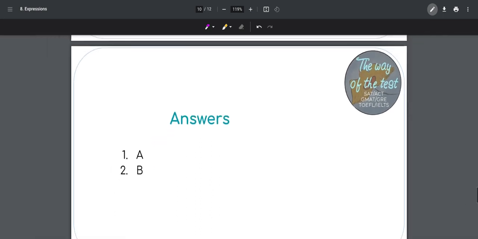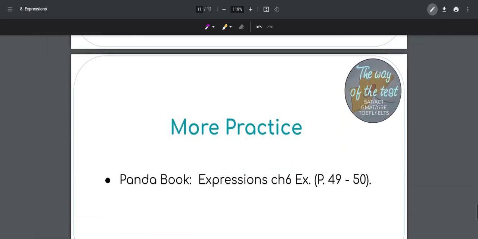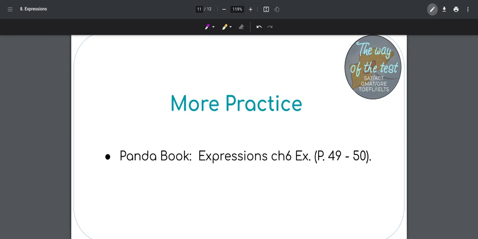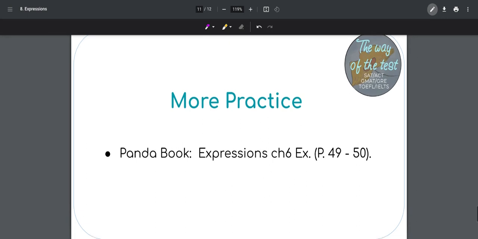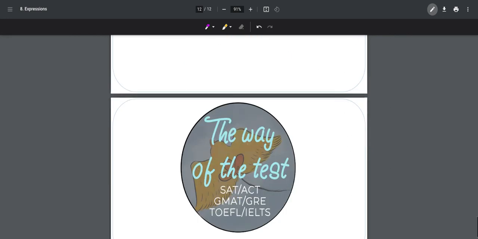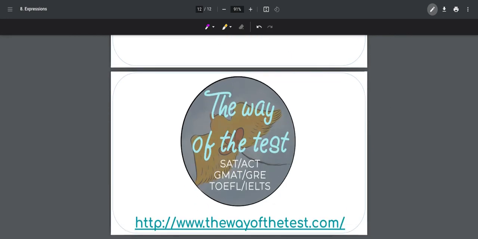These are the answers, and this is the homework from the Panda book if you want to do more practice on expressions. Remember, you can also just go ahead and do your practice test or use Khan Academy, and we're going to continue with the theory.